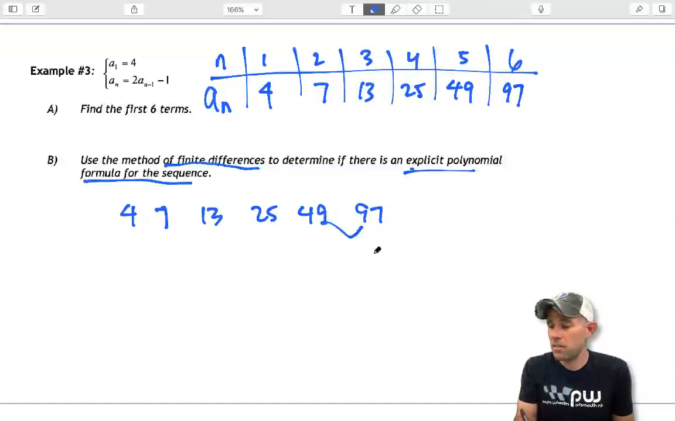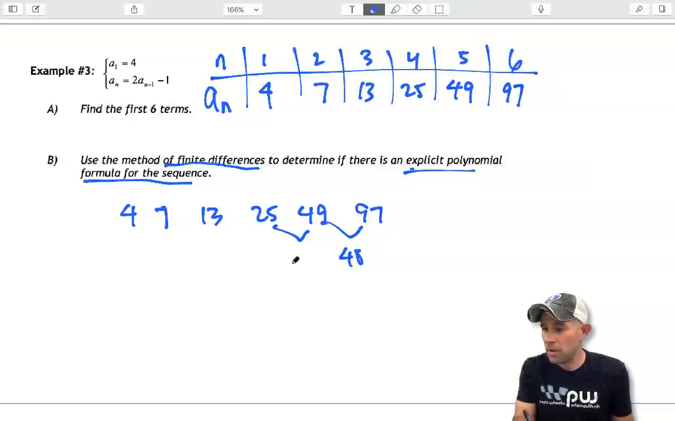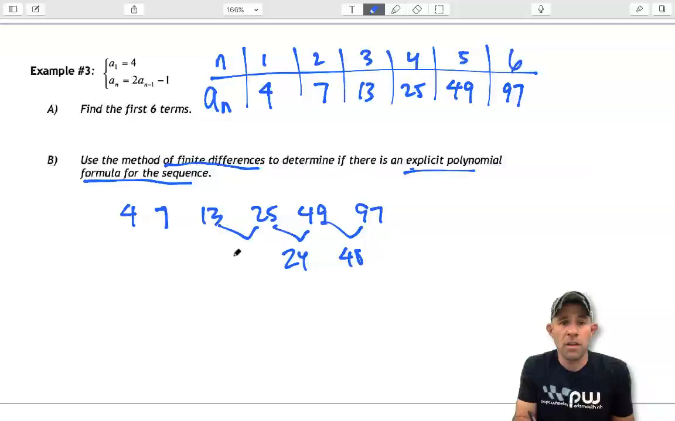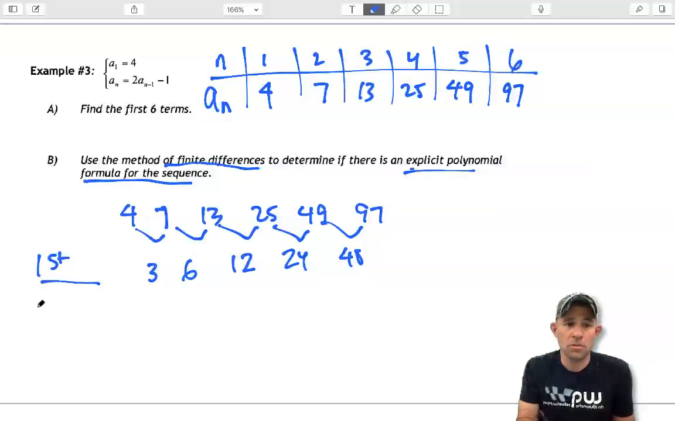So 97 minus 49 gives me 48. 49 minus 25 is going to give me 24. 25 minus 13 is 12, 13 minus 7 is 6, and 7 minus 4 is 3. So this is my first set of differences. I can see that they are not going to be equal to each other. So let's try our second differences.